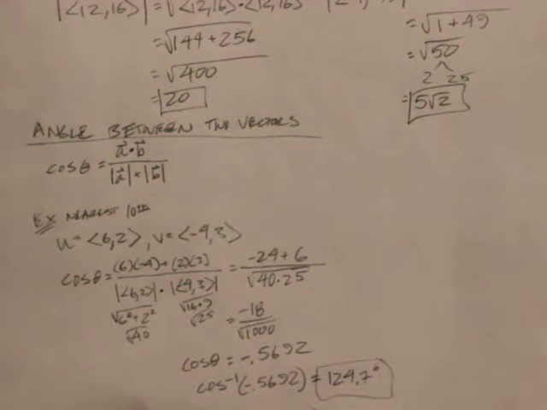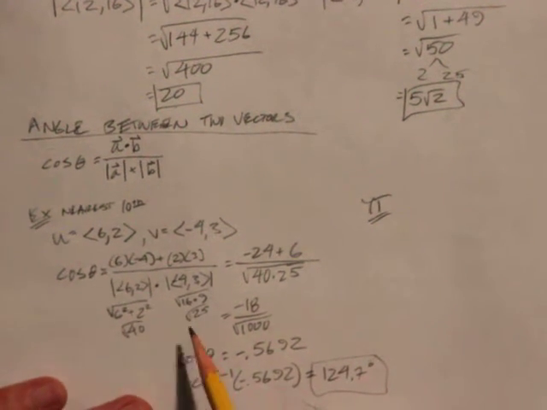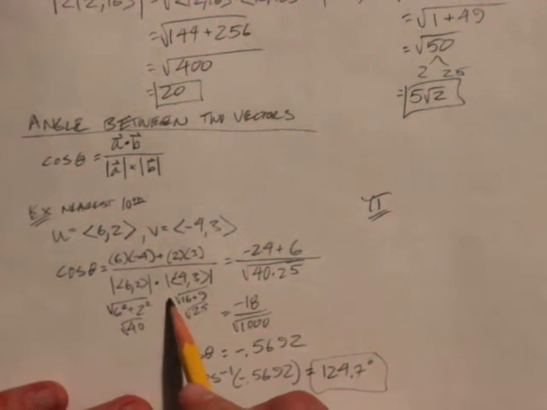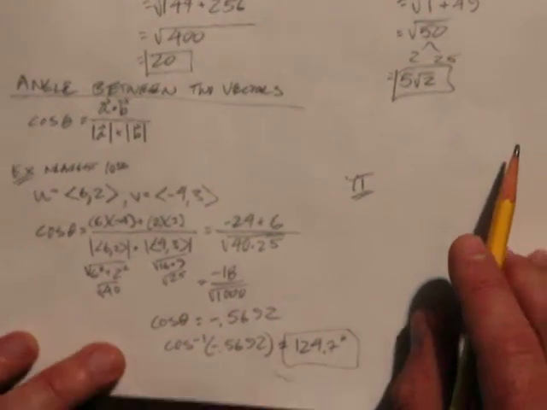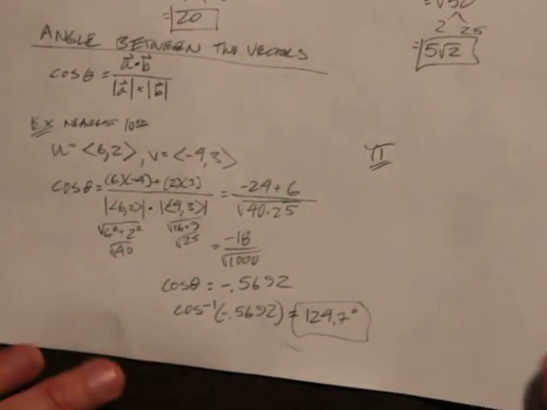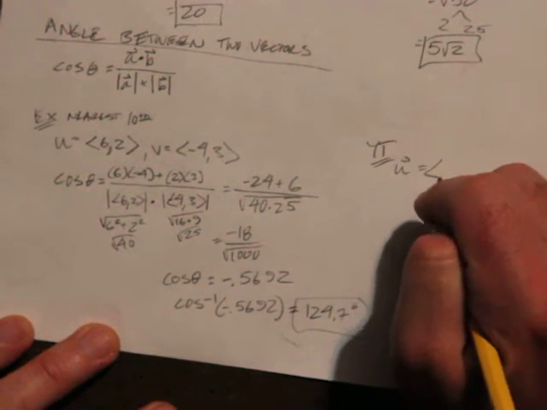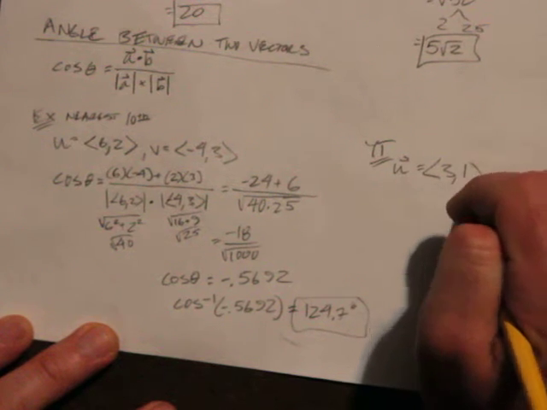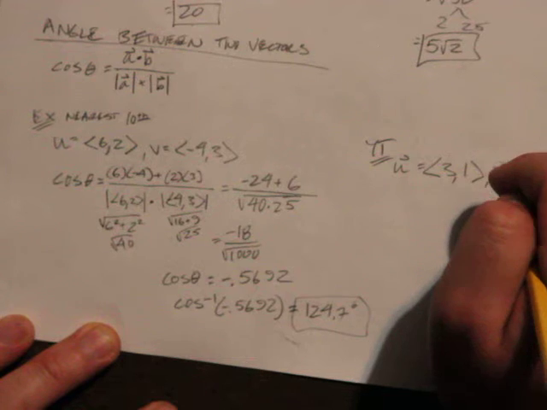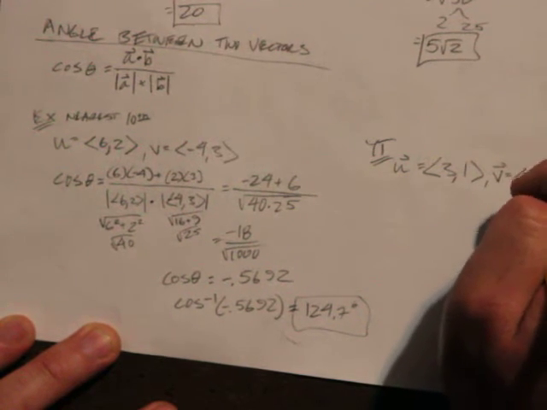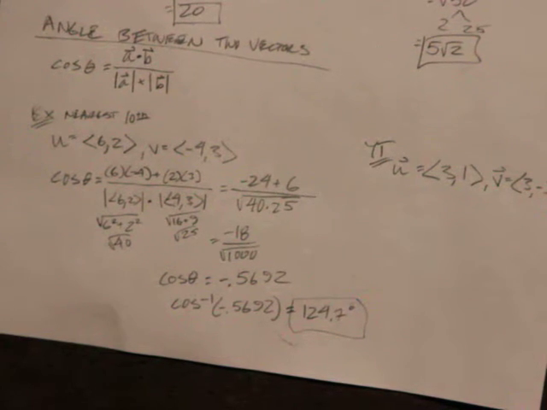And let me give you a U-try. Follow these directions here. This is the most tricky part here, is the denominator. Just follow what I did here. And I'm going to give you the U-try. The U-try is vector U equals 3, 1. Vector V equals 3, negative 3. So go ahead and do that one, and we'll do it together in a minute.